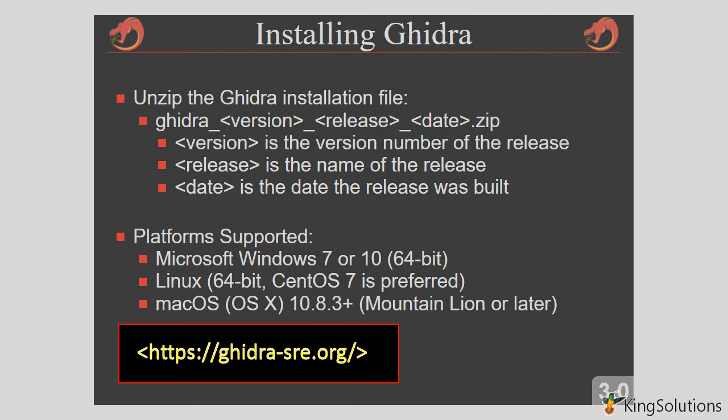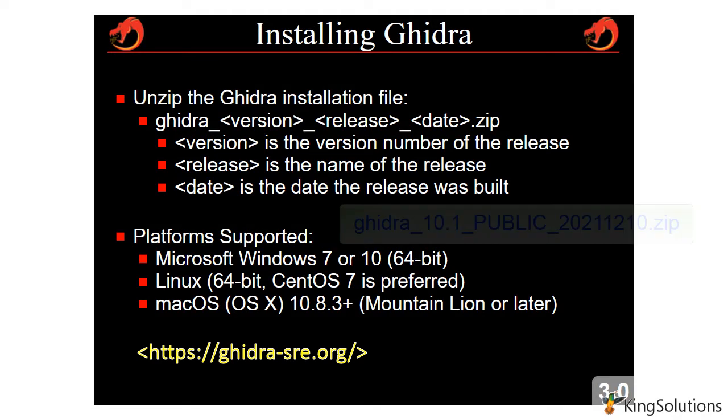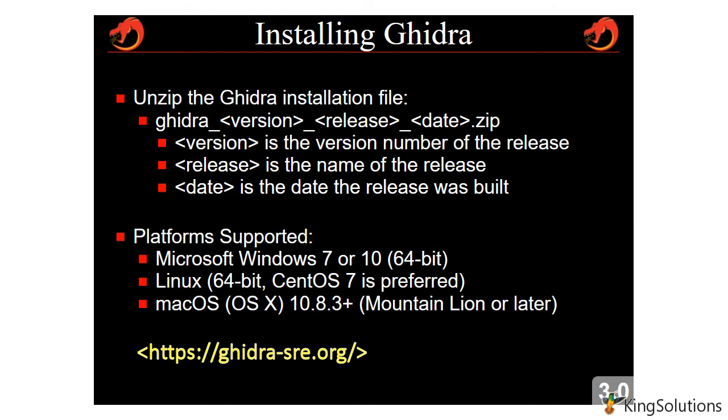Installing Ghidra. Download the Ghidra installation file. Unzip the Ghidra installation file. This takes the form Ghidra, version, release, date.zip, where version is the version number of the release, release is the name of the release, and date is the date the release was built. Platforms supported include Microsoft Windows 7 or 10, 64-bit. Linux, 64-bit, CentOS 7 is preferred. Mac OS, OS X, 10.8.3 plus, Mountain Lion or later.